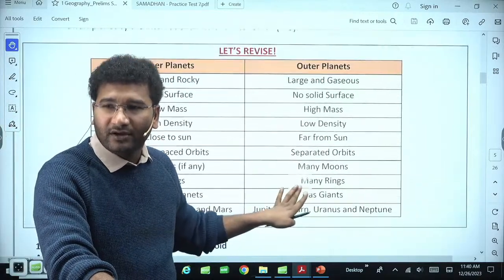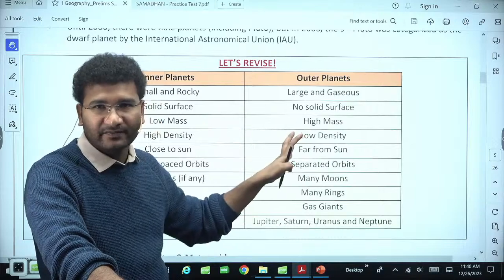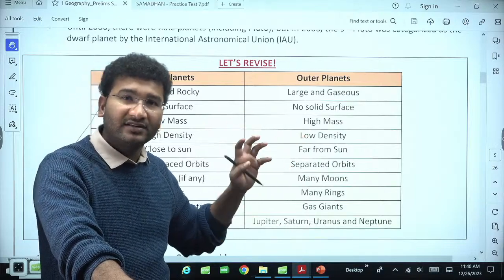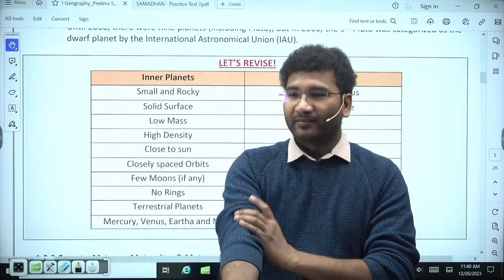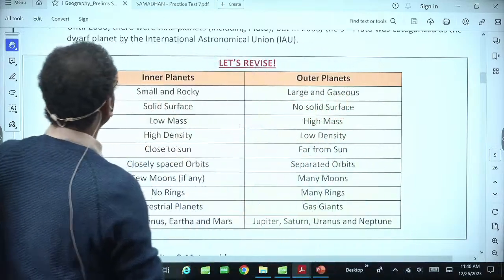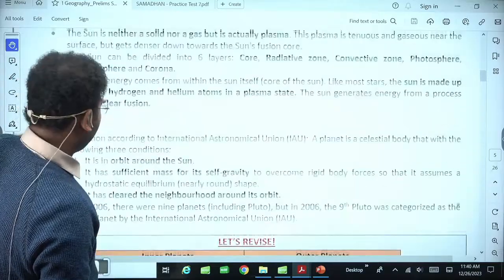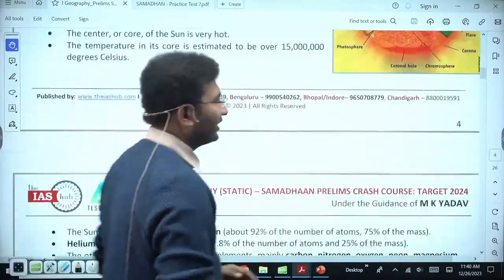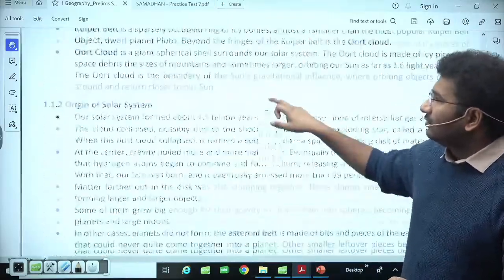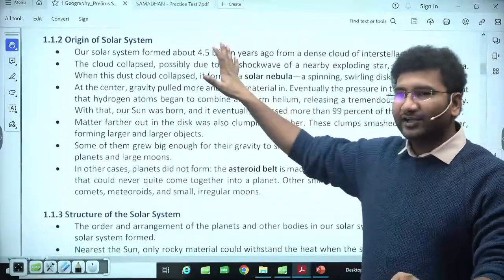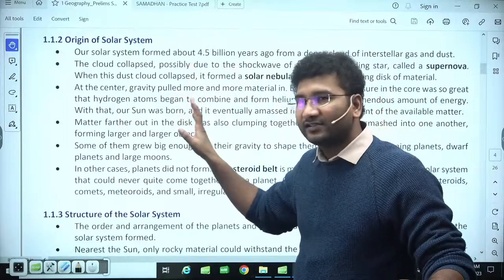I hope now you got to understand this: what are inner planets and outer planets, and the characteristics of inner planets and outer planets. Yes? Okay. With this, we'll move further. Let's take a look at our handout once. The handout has some content, that is the origin of the solar system. Now let us try to understand and read this literature, what is written here.